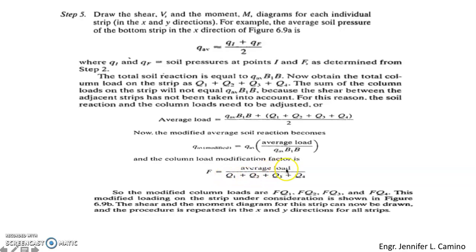F is equal to the average load over Q1 plus Q2 plus Q3 plus Q4, which is the total column load for a particular strip. So the modified column loads would be FQ1, FQ2, FQ3, and FQ4. This is now the modified column load on a particular strip.